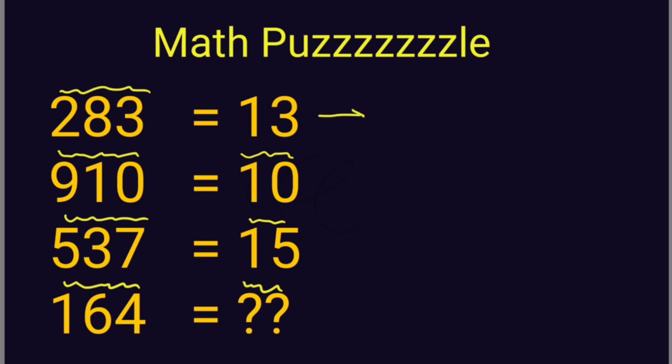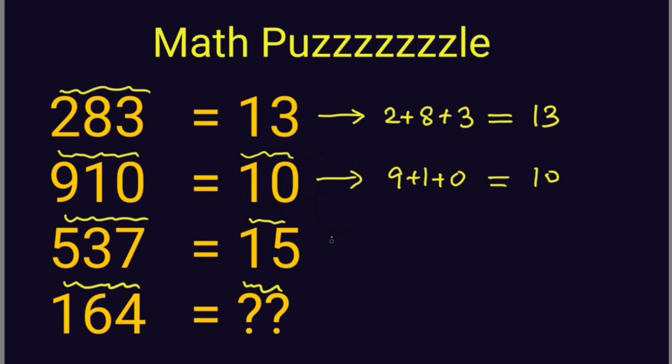Now, we will find the solution. If we add these 3 digits, we will get 2 plus 8 plus 3. Its answer will be equal to 13. Similarly, 9 plus 1 plus 0, it is equal to 10. Similarly, 5 plus 3 plus 7, it will be 15.